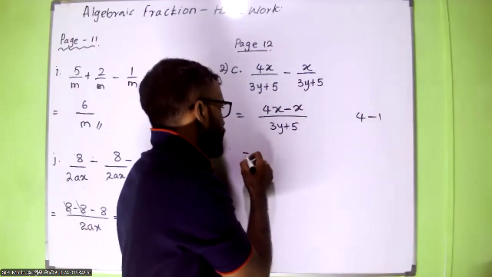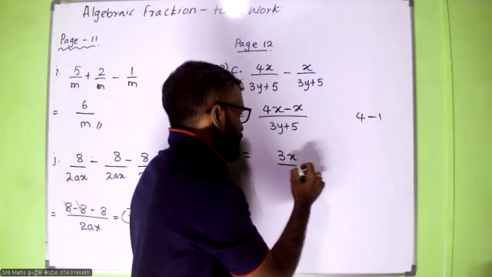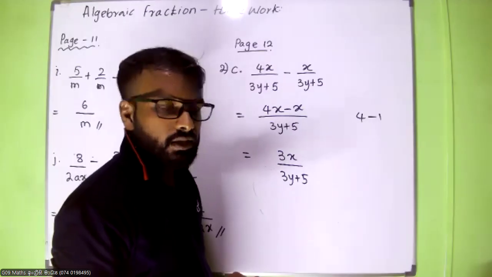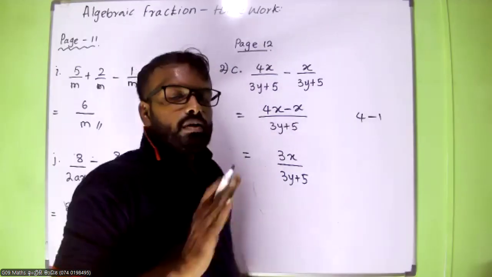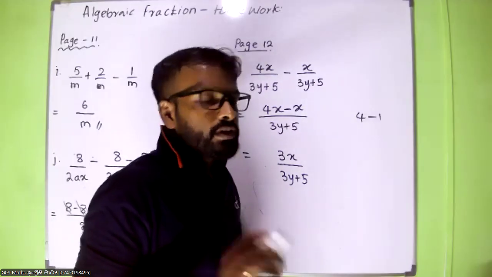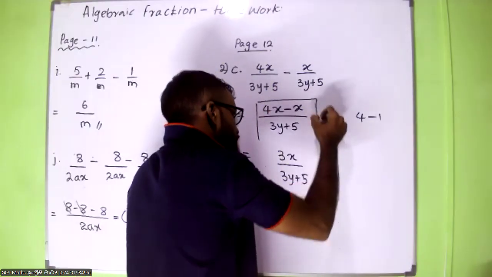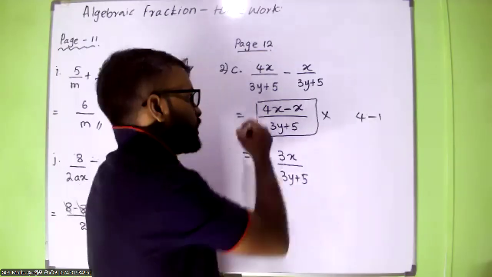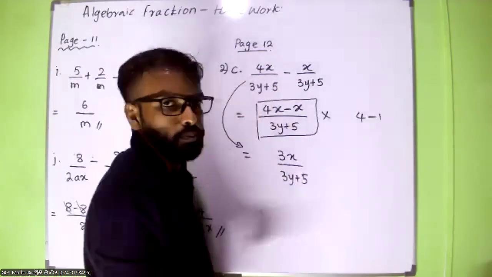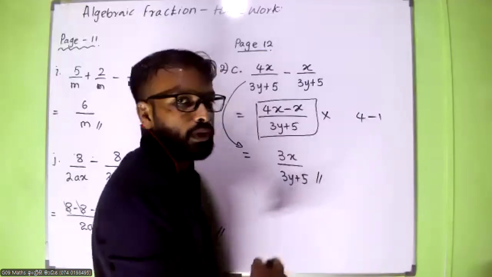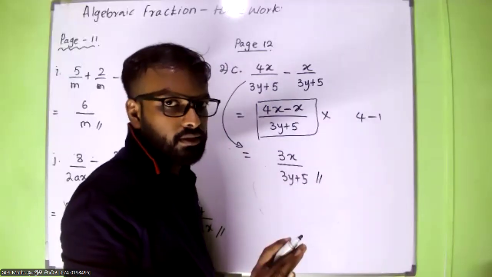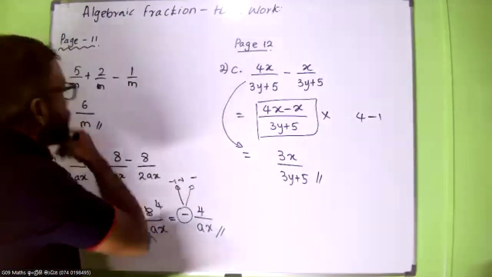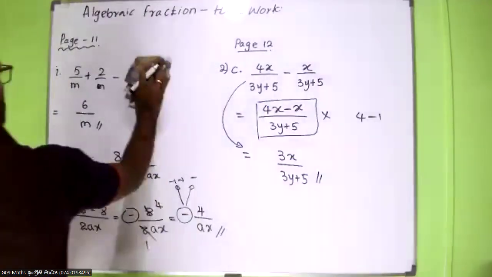3x. Right? So the final answer will be 3x upon 3y plus 5. Then, if you feel confident enough that you don't need this step, you can just write this step. You can directly obtain the answer. Doesn't matter. Right. So then, part C.